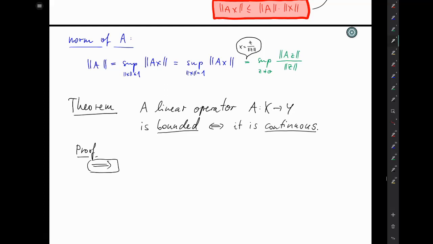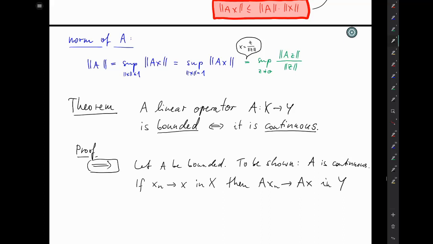So let A be bounded, and then we have to show that it is also continuous. Right, so we have to show continuity, and on the way we may use boundedness. How do you show continuity? Well, you take an arbitrary sequence that converges to some limit in the sense of your first space X. And for continuity, it remains to show that also the images A x_n converge to A of x. Now we just rewrote what continuity means, but we still have to argue why it holds.